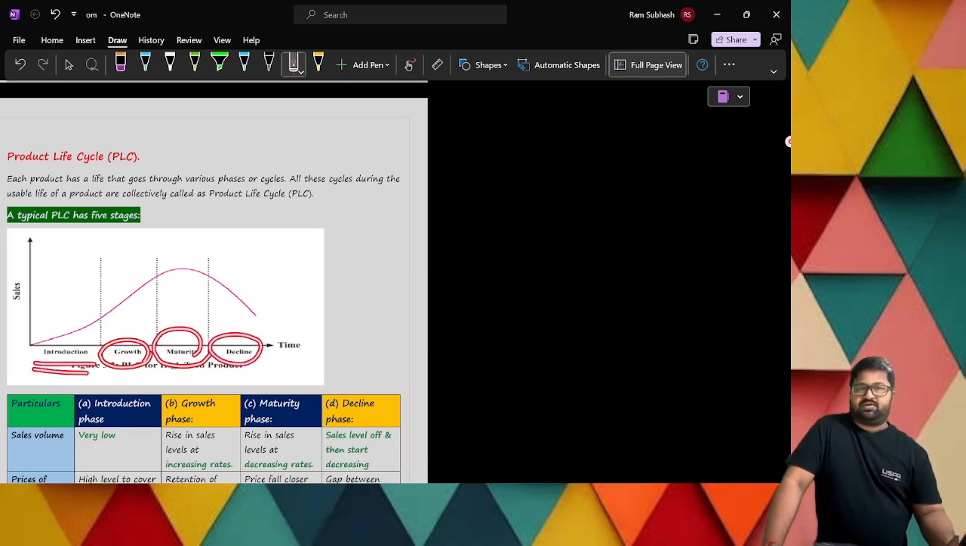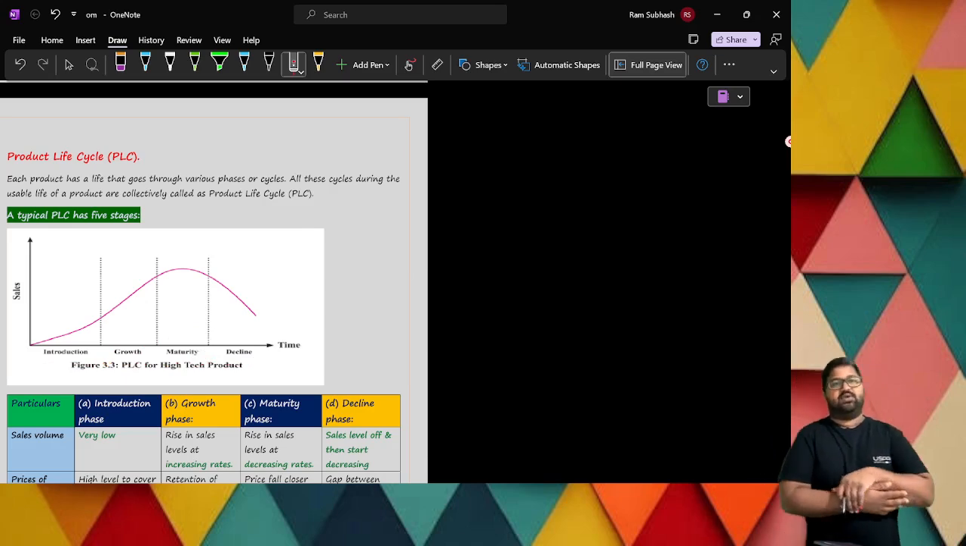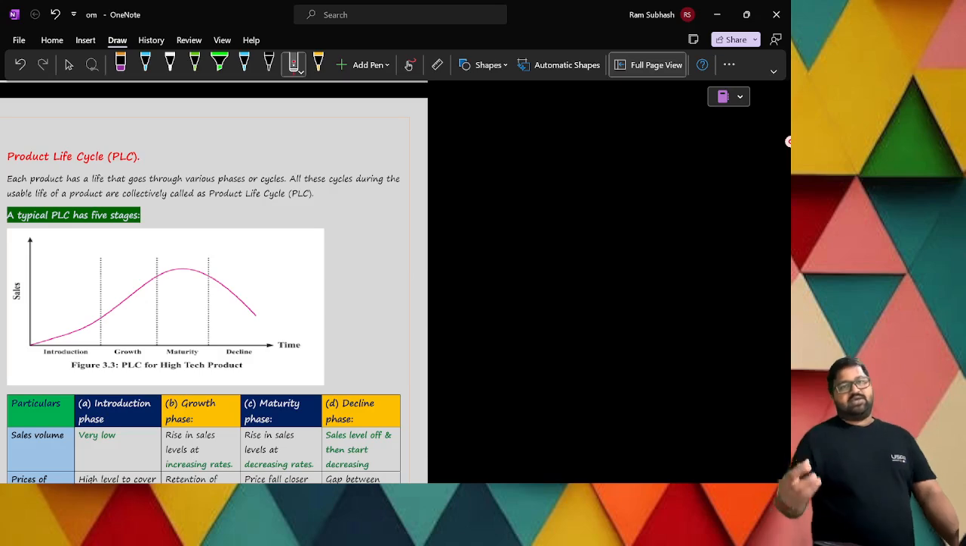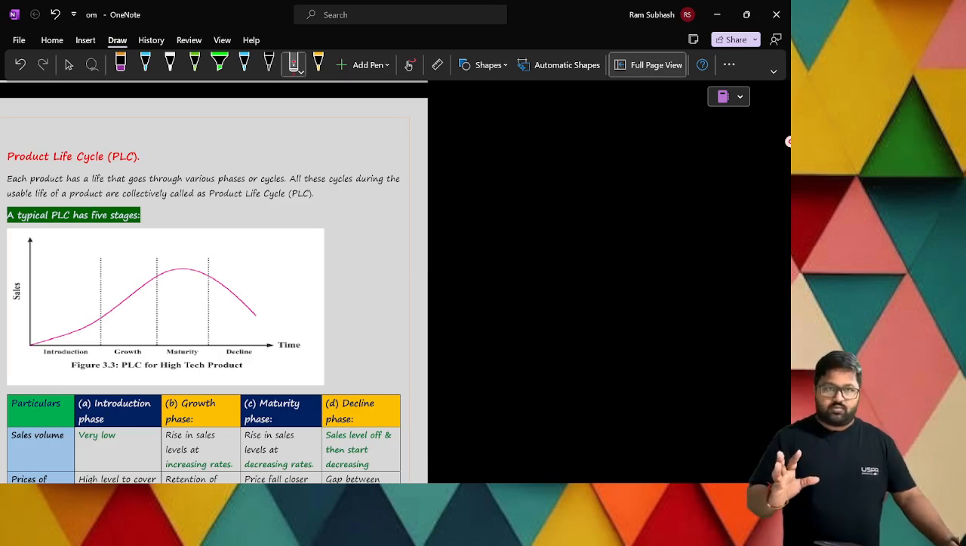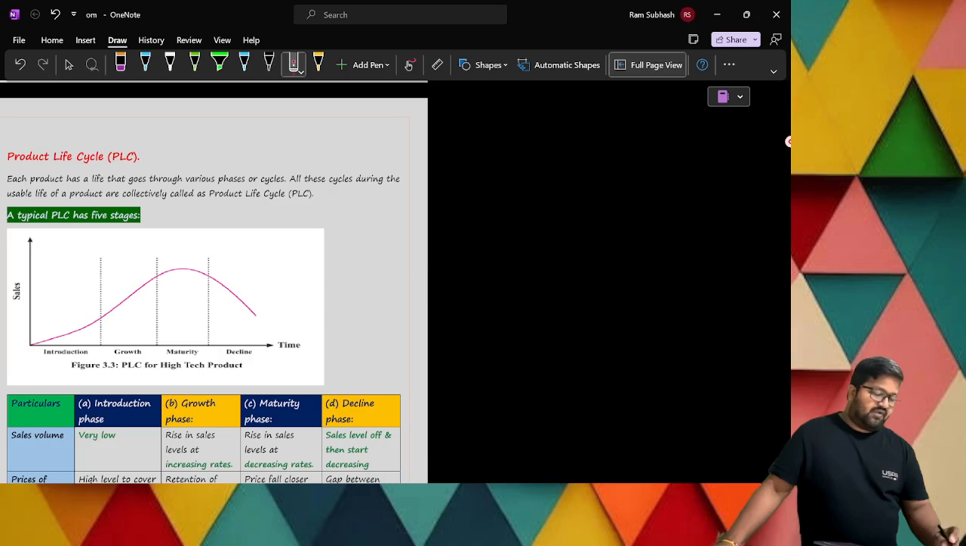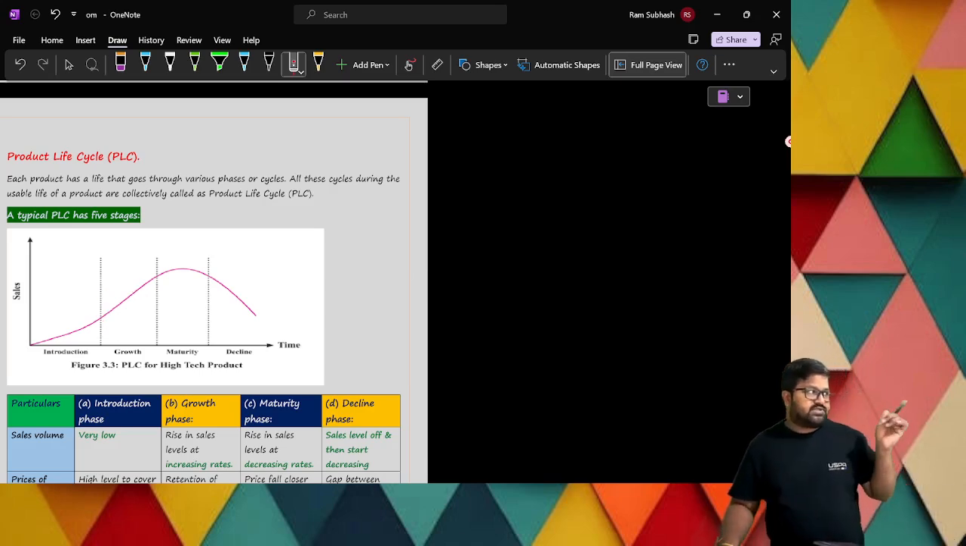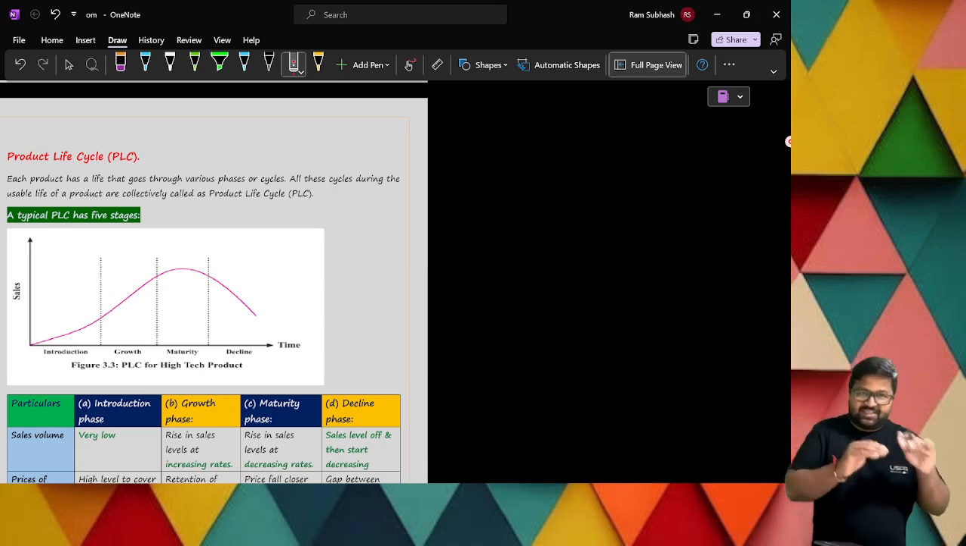In introduction, the product is not known to the customers, so we give bulk advertisements. Sometimes the price will be higher, because we have high cost initially, so we quote a high price. After some time, sales will be increasing; you see the graph is an increasing trend. Competition will be very less in the initial stage. Just then our competitors will see our product and think, this guy is manufacturing something, I want to copy it.